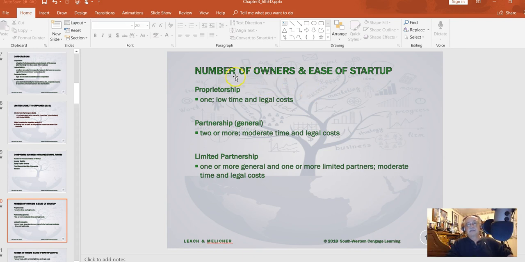So basically, a proprietorship, as you know, is one owner, and it takes a short amount of time, and the legal costs are not that high. A general partnership has two or more owners, and a lot of them really don't take that long anymore, and there are some legal costs. And of course, you've got a limited partnership, again one or more general partners, and then there are the limited partners, as I said, who just invest. And again, it takes just a little bit longer than a regular proprietorship and an LLC.